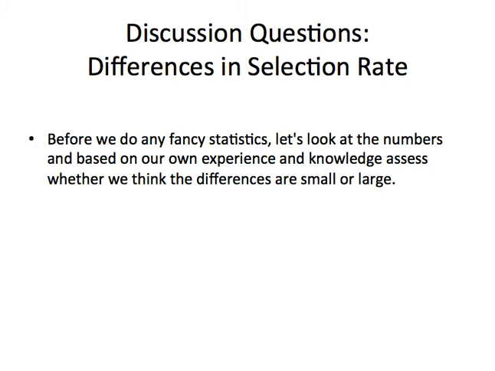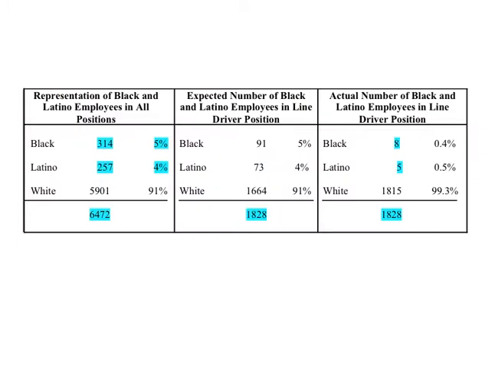Okay, the next thing that I do is have them look at the differences in selection rates. So looking at the difference between these numbers and these numbers. And I ask them, for any particular chart, do you think that these differences are big or small? Without regard to statistical calculations, in their experience, do you think these numbers are big or small?